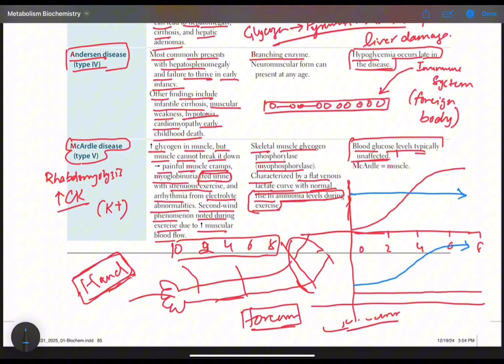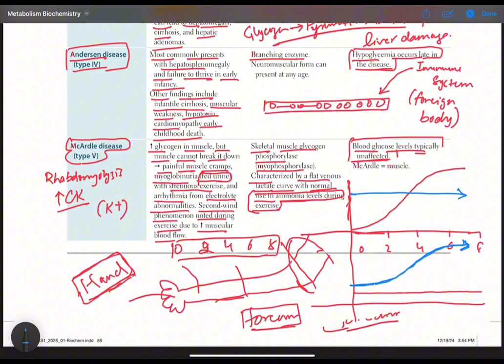Why is it so? This is due to the fact that these individuals cannot break down the glycogen, and in the absence of oxygen and with strenuous exercise, these patients require ATP. So the ATP comes from the breakdown of protein or the muscle itself, and this muscle breakdown leads to the release of ammonia, raising the ammonia levels in the venous blood. So this was about the flat venous lactate curve with the rise in ammonia level.